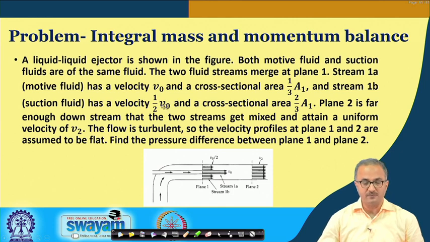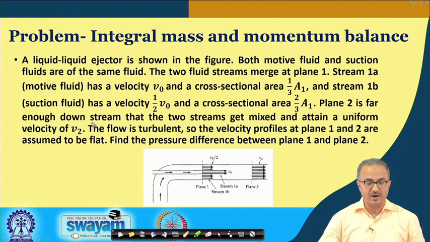Here it is said that stream 1A, that is the motive fluid, has a velocity V naught and a cross sectional area of 1/3 A1. So the total area is A1, this small cross section is 1/3 of the total area, and here the velocity is V naught. And stream 1B, that is the suction fluid, has a velocity of half V naught and a cross sectional area of 2/3 of A1. That means if you subtract this area from the total area, you get 2/3, so the rest of the area is 2/3 of A1.